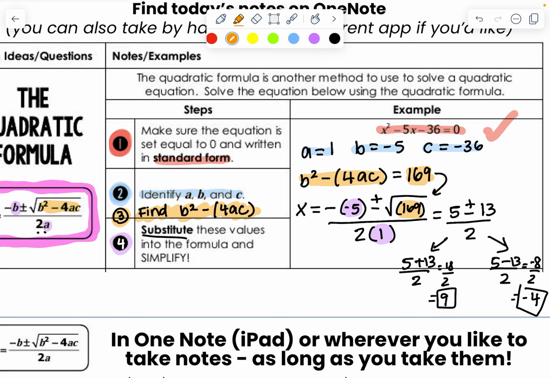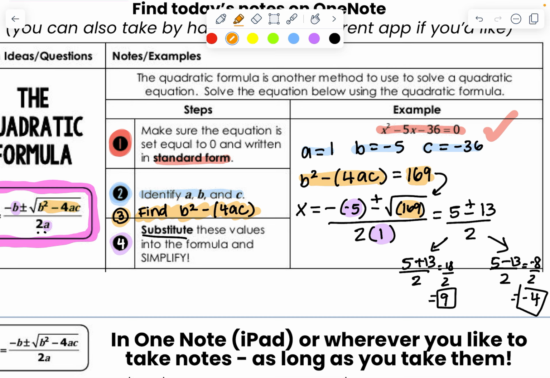And we'll see a couple of different variations of this, but it's still going to be these same 4 steps. Make sure you have it in standard form and everything's equal to 0. Figure out what a, b, and c is. Find b squared minus 4ac, and then plug it all in and simplify to figure out what we get.